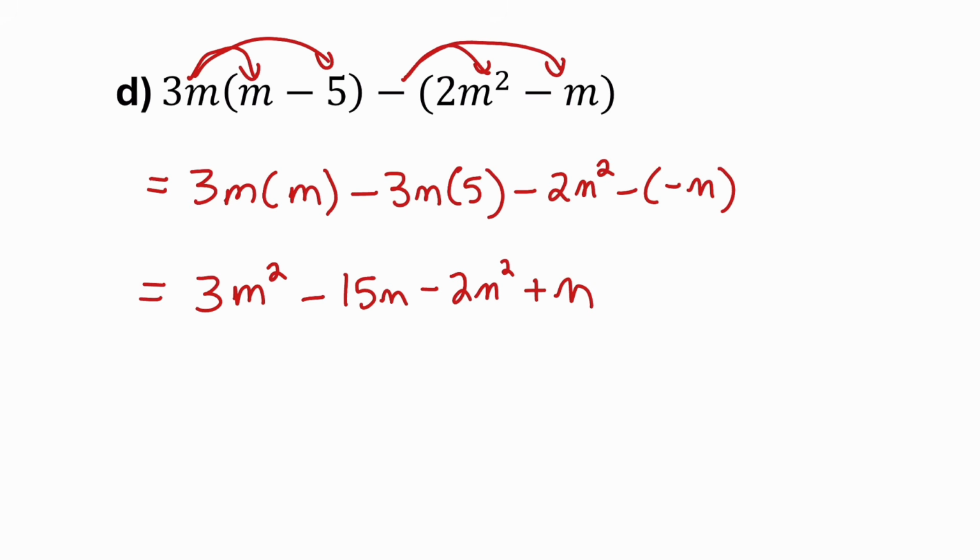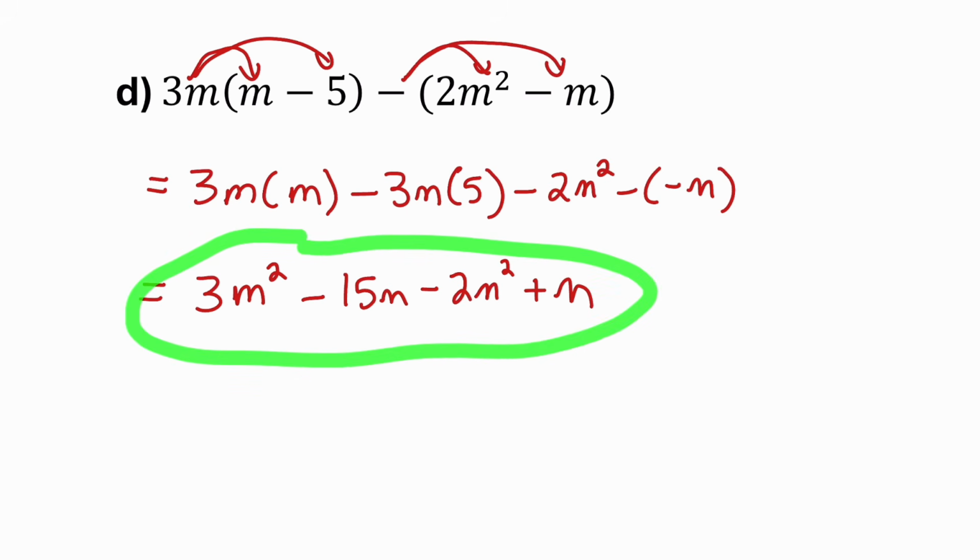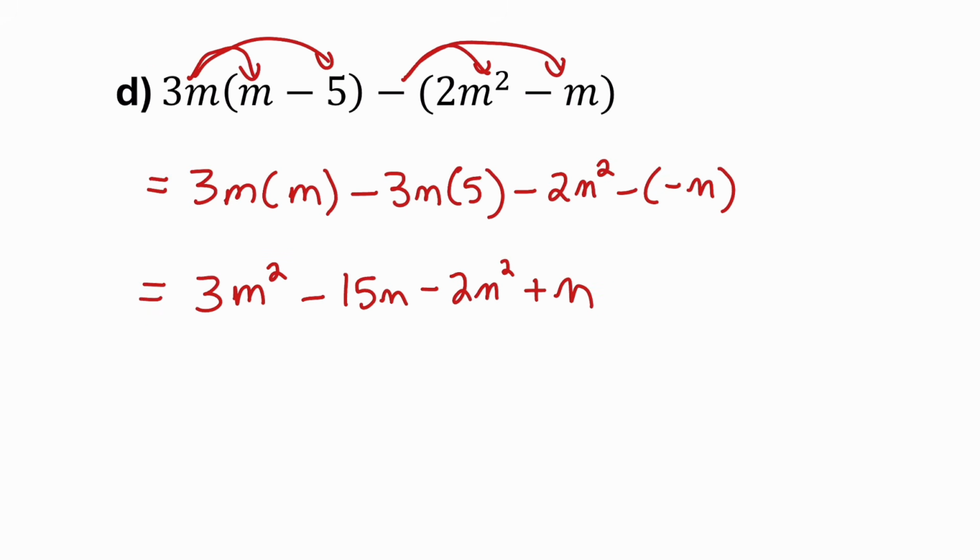And then we probably could have jumped to this line of our final answer without needing the line above, because notice 3m times m is our 3m squared. 3m times negative 5 is negative 15m. And then this minus sign, we could think of that as a negative 1 that's being distributed inside the second set of brackets. Negative 1 times 2m squared is negative 2m squared. And negative 1 times negative m is positive m.